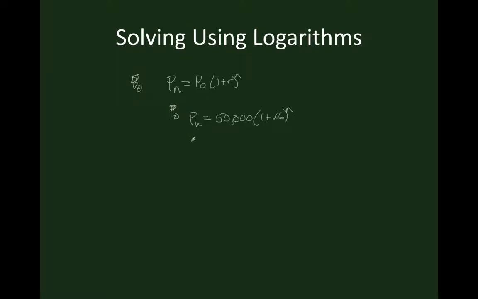Now we have a number here we're shooting at. We're interested in knowing, when will the population reach 600,000? So I'm going to replace the P sub n on the left side of the equation with 600,000. I'll add 1 and 0.06 together to get 1.06. So now we have an equation that has one unknown value.